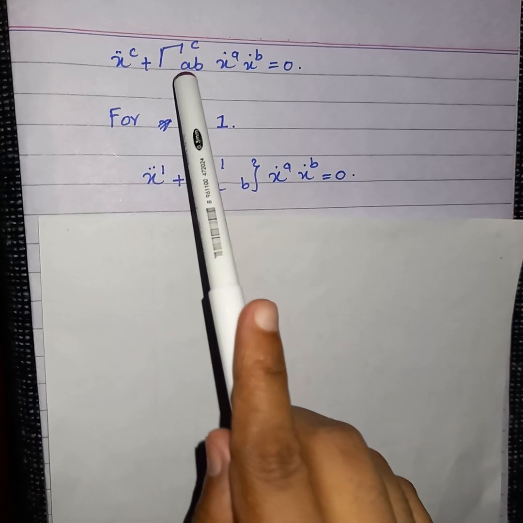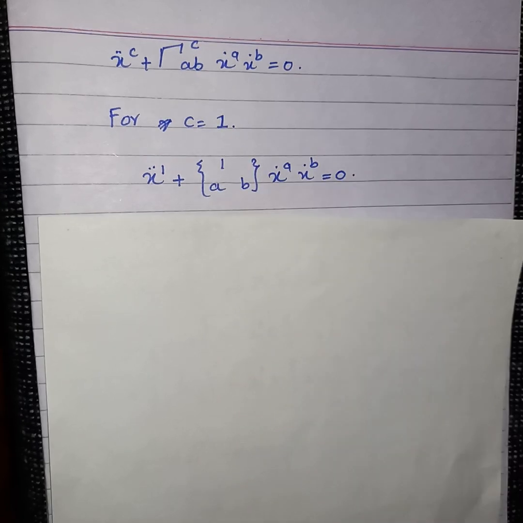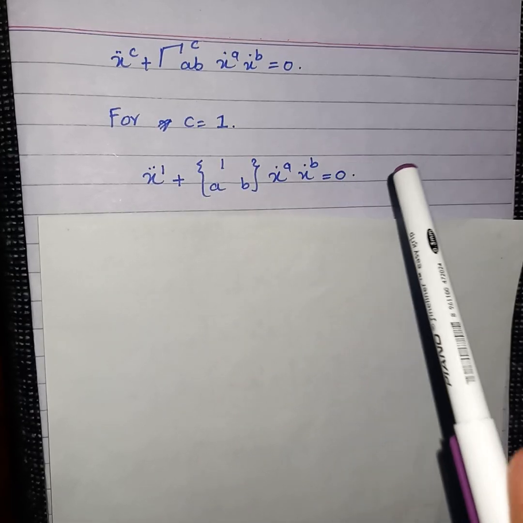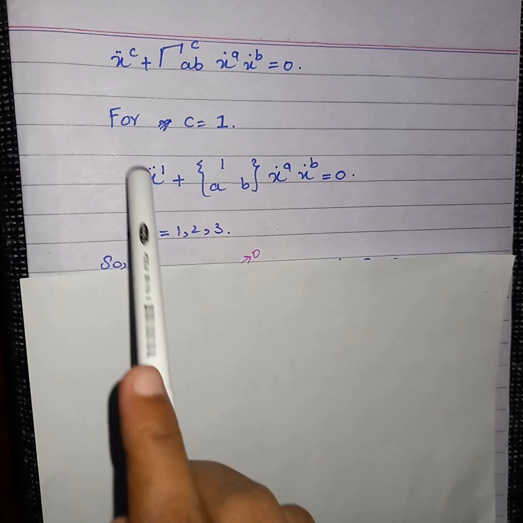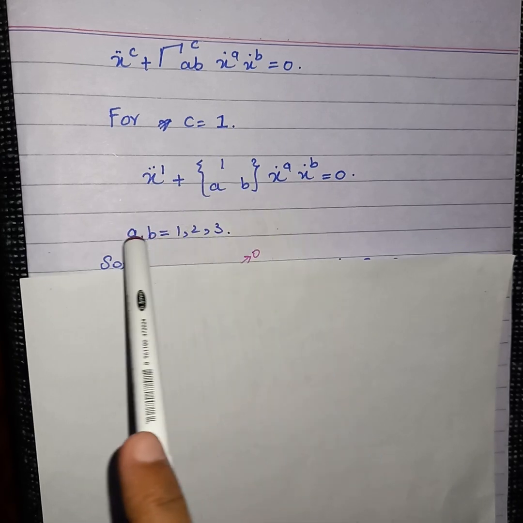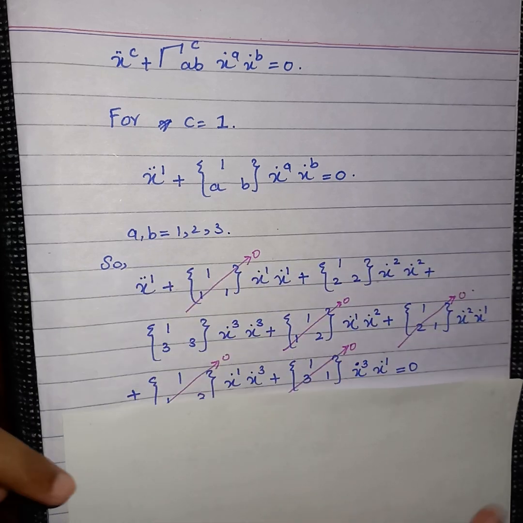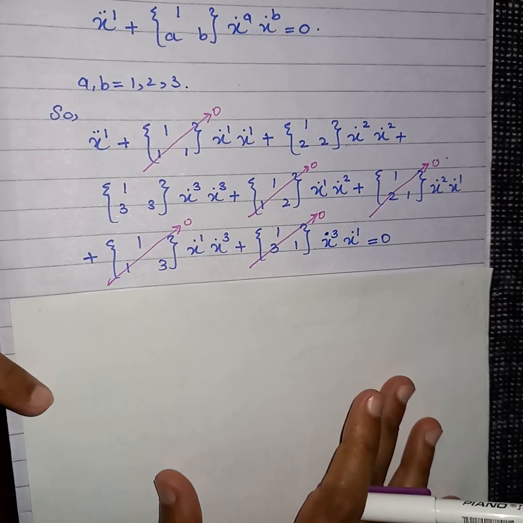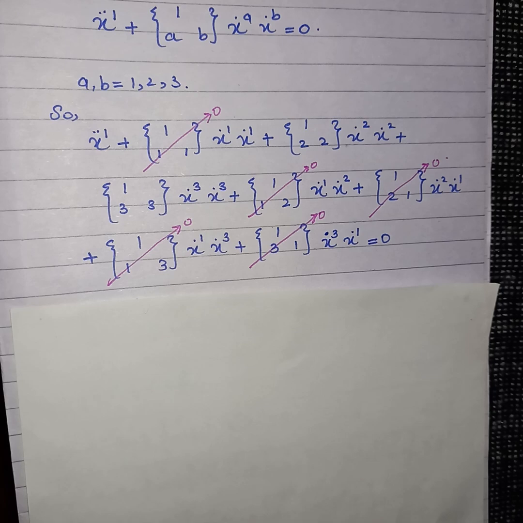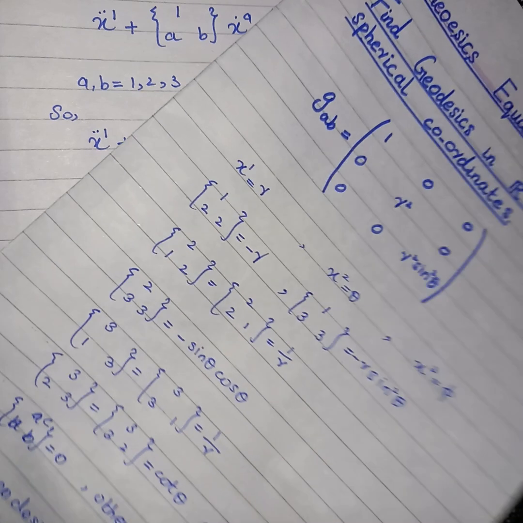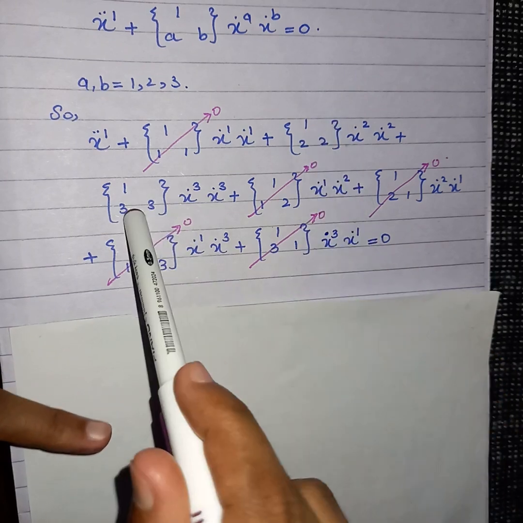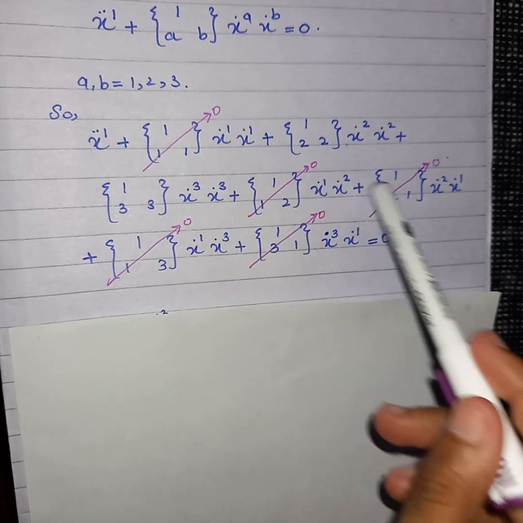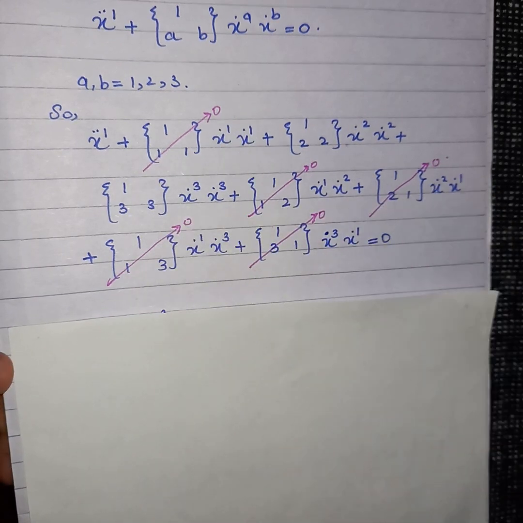Okay, and the variation of a, b will be for 1, 2 and 3, and we will write it in a sum over form. For example, if I substitute the value c is equal to 1, then I will get this equation, and after substituting the dummy indices, we will get this one. Students, we know that from here the non-zero Christoffel symbols are only these ones, and all the other Christoffel symbols will vanish and they will be equal to 0.